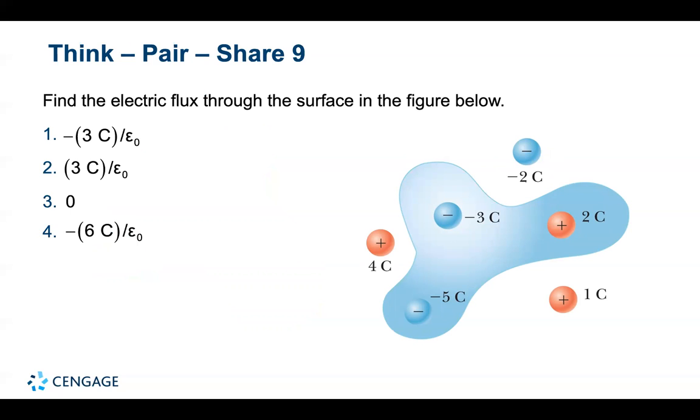Okay, let's consider this question. Find the electric flux through the surface in the figure below. And the answer is -6 coulombs over epsilon zero. The reason is that Gauss's law states that the electric flux through any closed surface is equal to the net enclosed charge divided by the permittivity of free space. For the surface shown in the figure, the net enclosed charge is Q equals -6 coulombs, which gives phi E equals Q over epsilon zero. And so that's how we get that Q is -6, and so we get that answer.